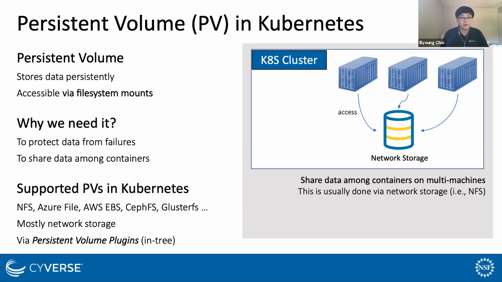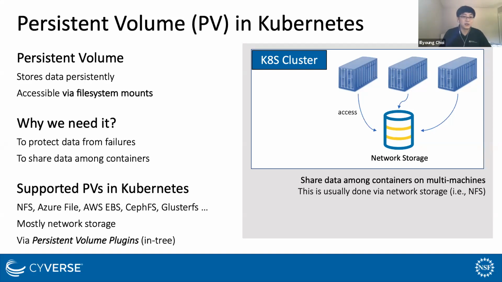Persistent volume is typically implemented using network storage I mentioned before. This is because network storage is independent from a Kubernetes cluster. So it keeps data securely when Kubernetes hosts fail. Also, network storage can be accessed from multiple containers or hosts simultaneously. So network storage perfectly fits into this requirement of persistent volume.